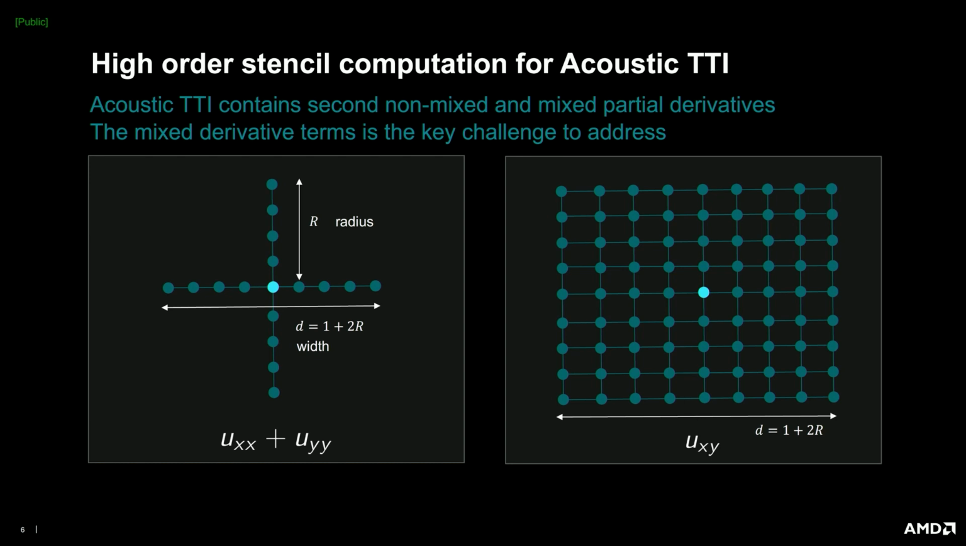You can see, just looking at the number of elements, that one has a diameter linear in the radius, while the other scales with the square of it. So you're going to find a lot more compute or memory requests coming from the mixed derivative pattern. The key to achieving good efficiency for acoustic TTI is really focusing on how you do these types of mixed derivatives.